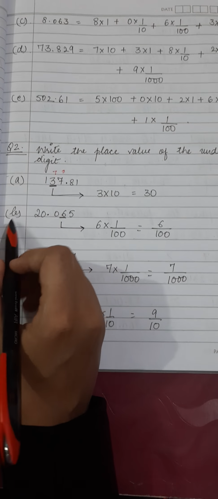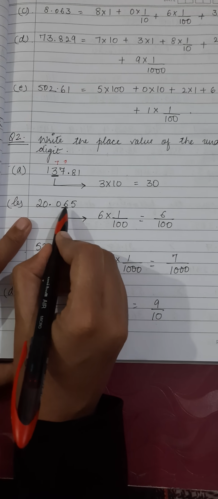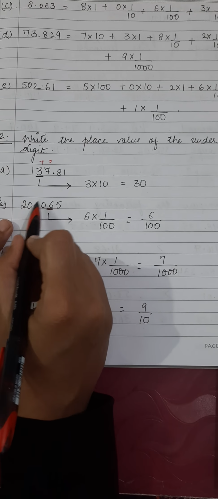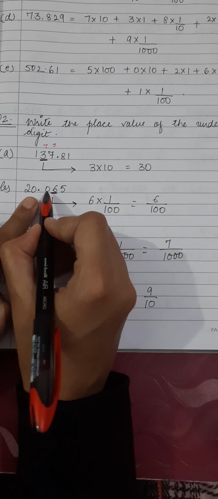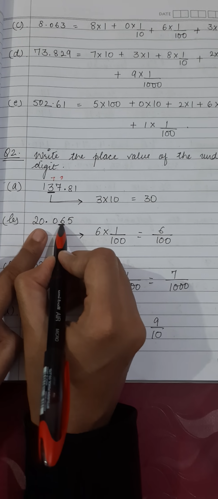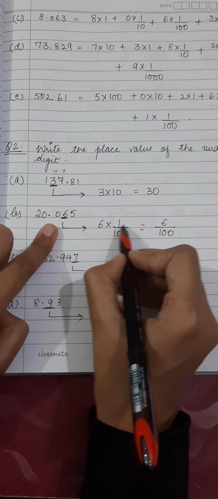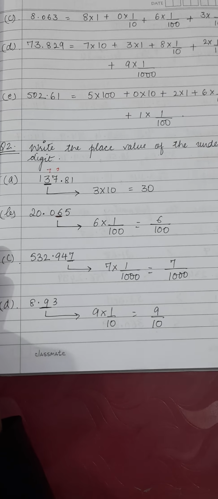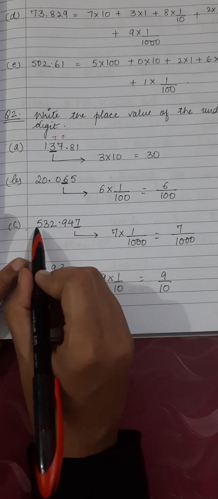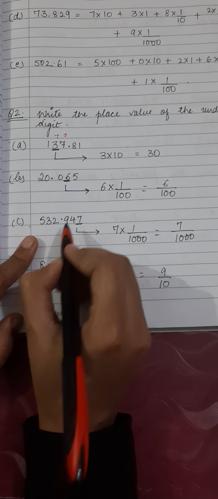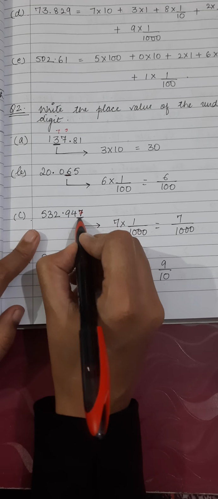Similarly, B part, 20.065. Now here 6 is the underlined digit, and you can see that after the decimal, the first position is the 10th, then 100th, then 1000th. So this is the 100th position. That means 6 will be multiplied by 1 upon 100. The answer will be 6 upon 100. This is going to be the place value. Next, C part, 532.947. Now after the decimal, 7 is the underlined digit.